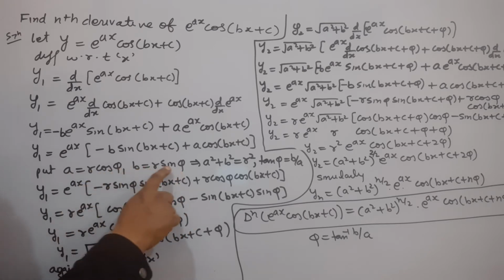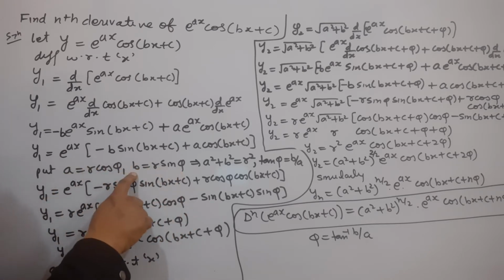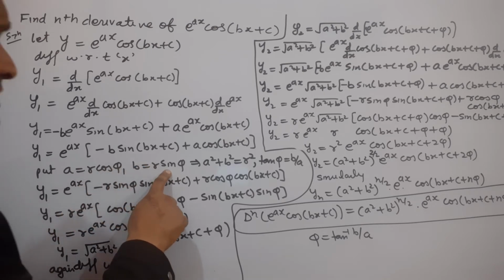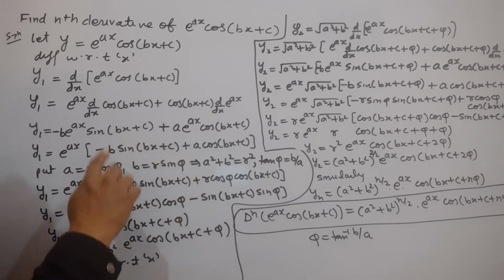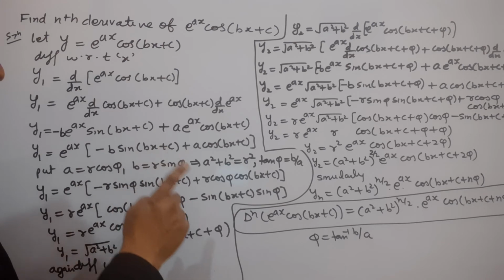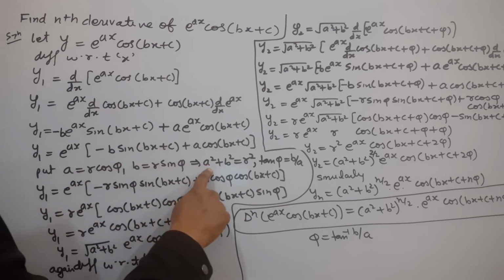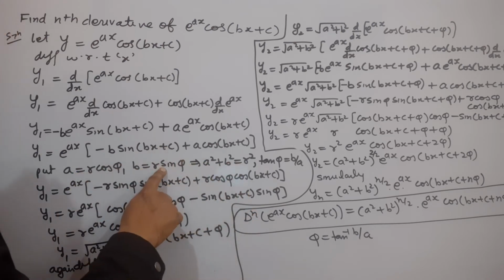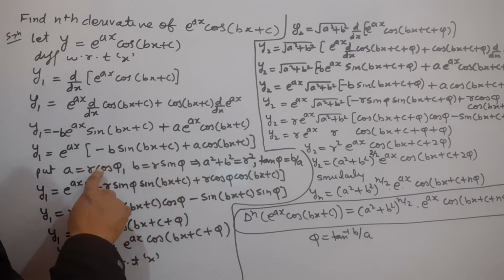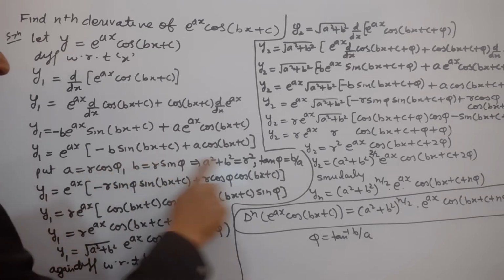जब इनको आप स्क्वायर करके ऐड करेंगे तो a स्क्वायर प्लस b स्क्वायर इक्वल टू r स्क्वायर cos स्क्वायर phi प्लस r स्क्वायर sin स्क्वायर phi होगा. r स्क्वायर कॉमन लेंगे, cos स्क्वायर phi प्लस sin स्क्वायर phi 1 होगा, यानी a स्क्वायर प्लस b स्क्वायर r स्क्वायर के इक्वल होगा. और r sin phi को r cos phi से डिवाइड करेंगे तो r r कैंसिल होगा, sin phi अपॉन cos phi tan phi होगा, tan phi इक्वल टू b अपॉन a होगा.